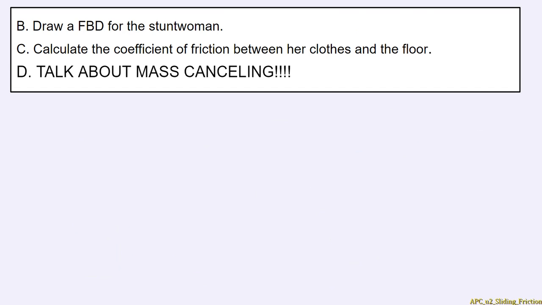Okay, question B, draw a force diagram. We'll talk through this slowly because that's what's new, so we must never forget this. Does she have weight? Yes, everything has weight. Does she have a mechanical force? No.